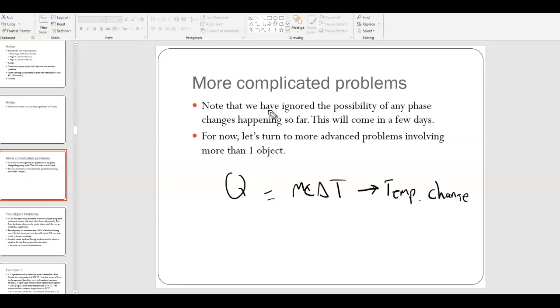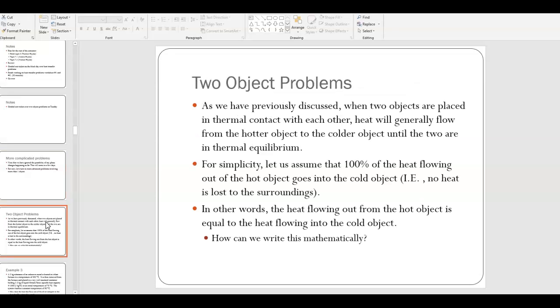In this video, we're going to move on to more complicated problems involving two objects, but still using this equation as a fundamental equation. So that's what we're going to look at right now. So let's talk about the concept of a two-object problem.